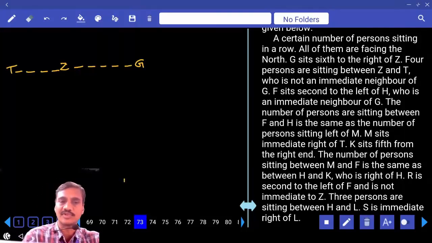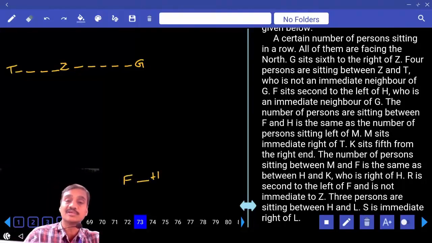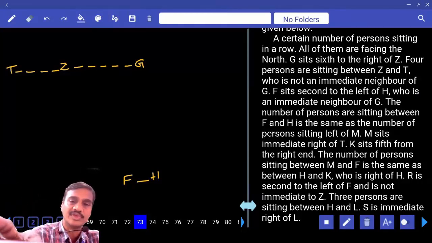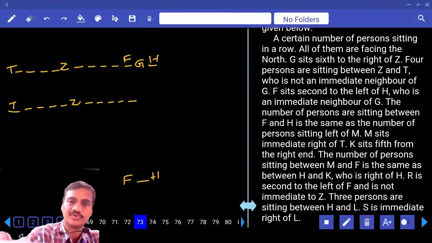F sits second to the left of H. F is seated second to the left of H. H is an immediate neighbor of G. How many possibilities we have? 2 possibilities. H is an immediate neighbor of G. Then H can be either on the right hand side or on the left hand side. Then F will be here. Then what is the other possibility we have? T at this place, 1, 2, 3, 4. Z is here. And next one 1, 2, 3, 4, 5. G is here. And if G is here, H is an immediate neighbor, F will be at this place.